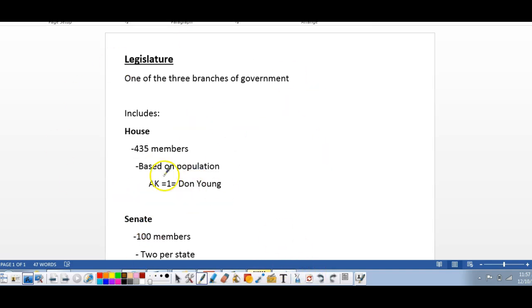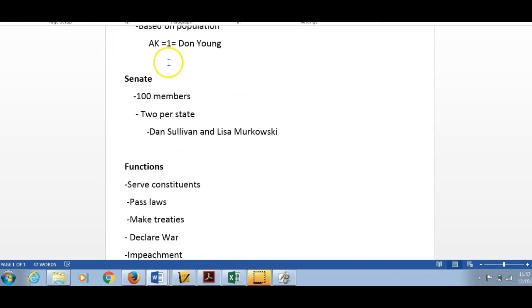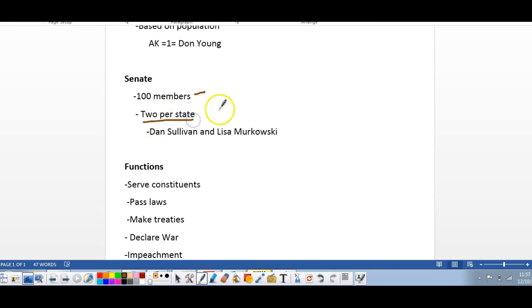If we then erase this and look at the Senate, it's a little different. The House really represents each person individually, and the Senate is more equal. If you remember, of the House's 435 members, only one is from Alaska. But here there are 100 members, 2 per state. So whether you're Alaska, you get 2, or whether you're California, the most populated state, you get 2. So everybody's on an equal footing here. Our 2 U.S. senators are Dan Sullivan, just elected, and Lisa Murkowski. These guys have 6-year terms.